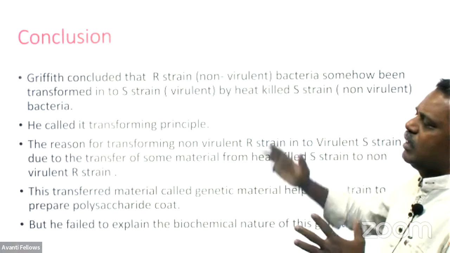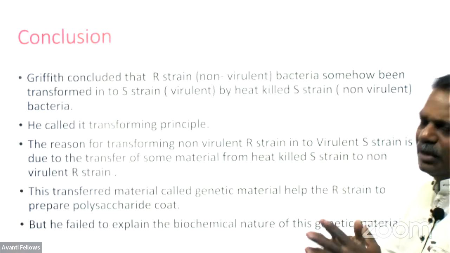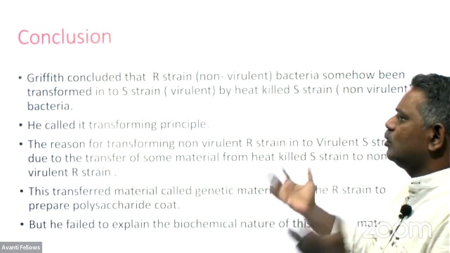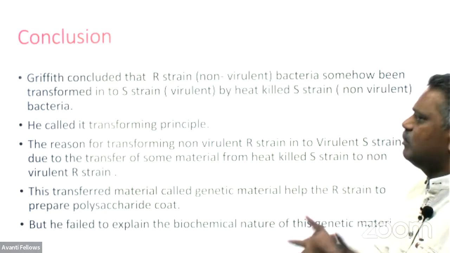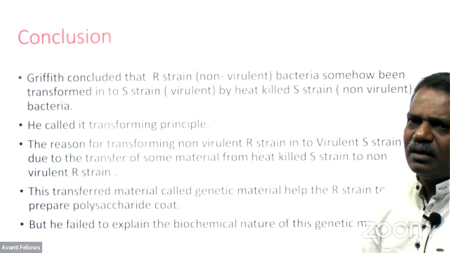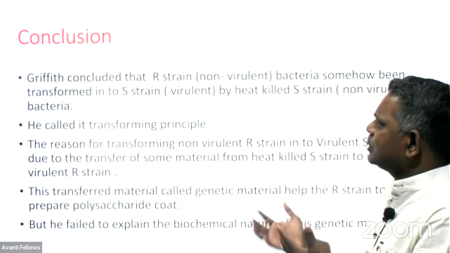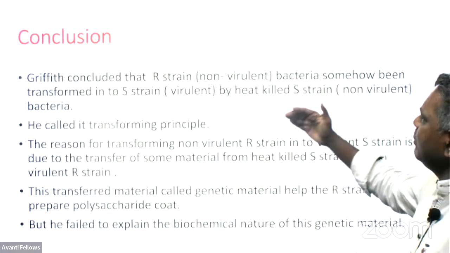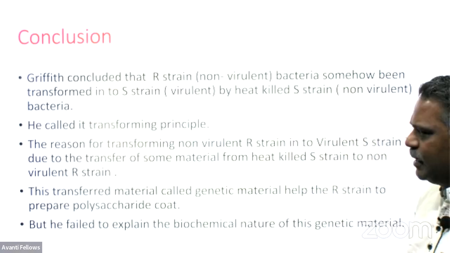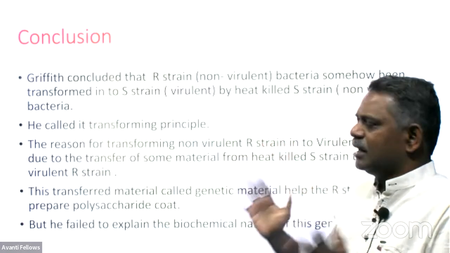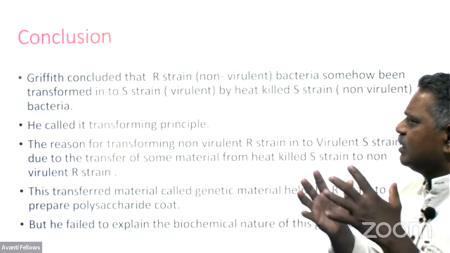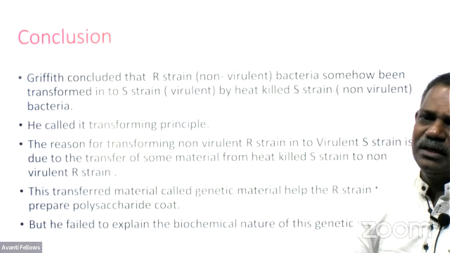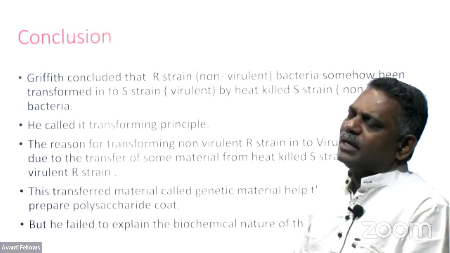Griffith concluded after this experiment that the R strain, which is non-virulent, was somehow transformed into the S strain, because he injected only the heat-killed S strain. But somehow that living R strain transformed into the S strain after mixing with the heat-killed S strain bacteria. And he called it the transforming principle.